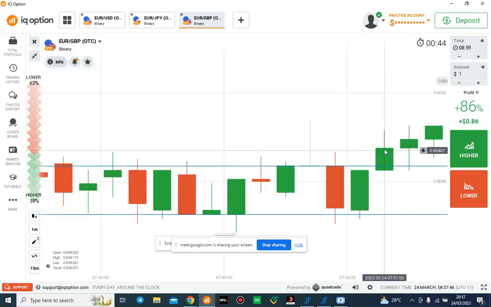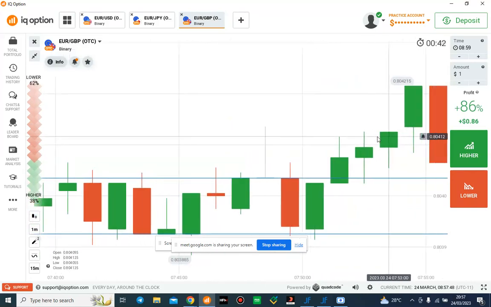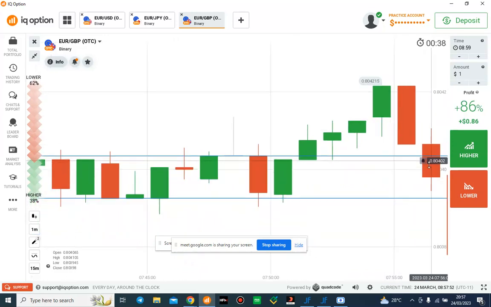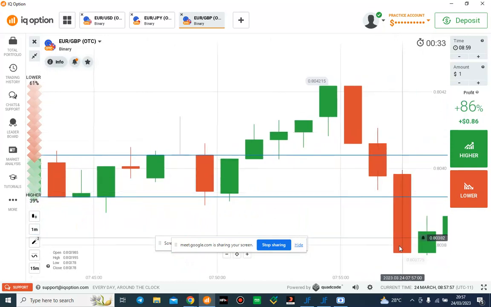The market has broken the upper line. Let's see what happened next. We have a strong red candle, then it comes back to the range. That is a false breakout. So definitely going down. Then at the support, we have a breakout.